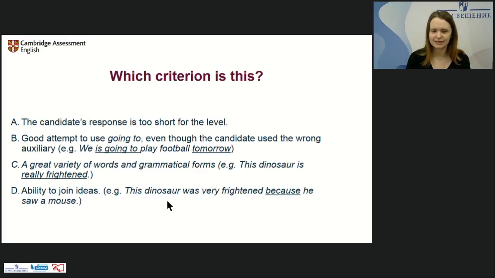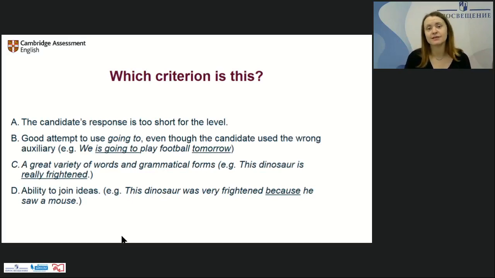So ability to join ideas. Oh, cohesion for D, because range for C. Okay. And I know that many of you looked at B and said, oh, there's the wrong auxiliary, we should punish him, or her, I don't know. And this is a mistake, so it's totally impossible to produce something like that during the exam. Yeah, I'm pretty sure at some point you thought of that.